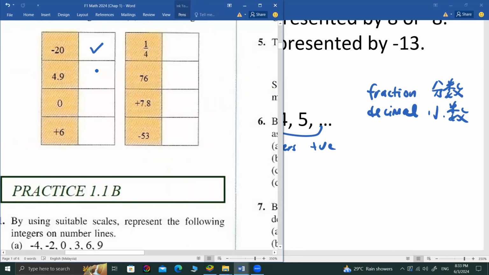Yes. This one? No. Yes. Yes. No. Yes. No. Yes, right? Clear 呢？会吗？So understand what is the meaning of integers already? 知道什么是 integers 啊？记起来啊！No fraction, no decimals. Okay, now we continue 1.1b now.